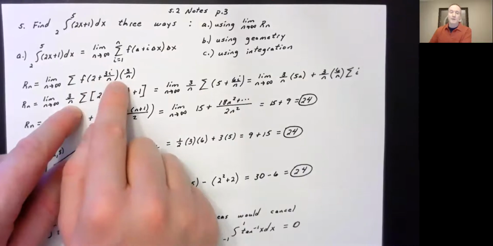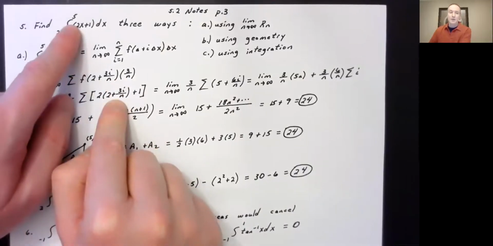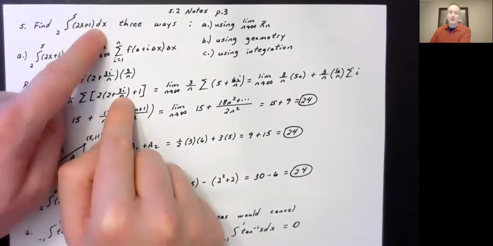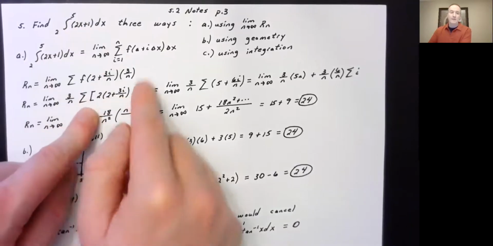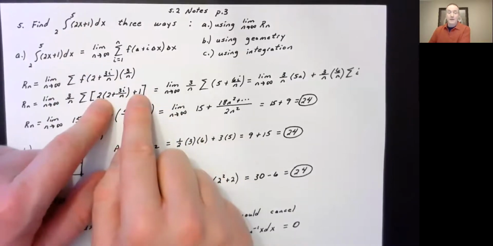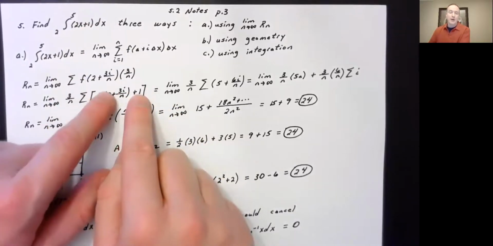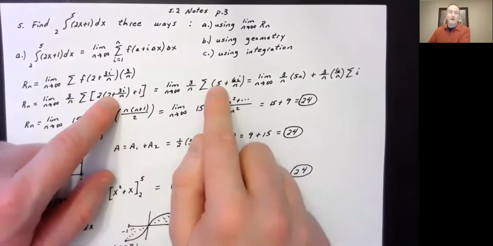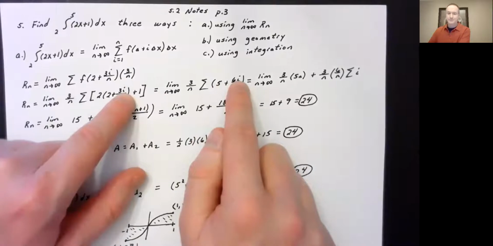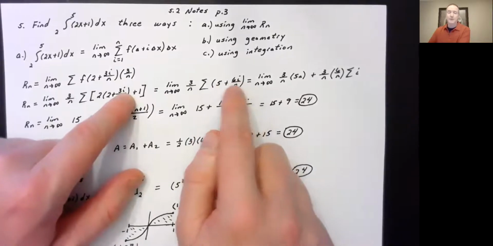F of 2 plus 3i over n becomes 2 times the group 2 plus 3i over n plus 1. All that is plugging it into your function in your problem. And then algebra just says, well, I'm going to have 2 times 2 plus 1. It gives me the 5. I'll have 2 times 3i over n for 6i over n. So this problem simplified really nicely.